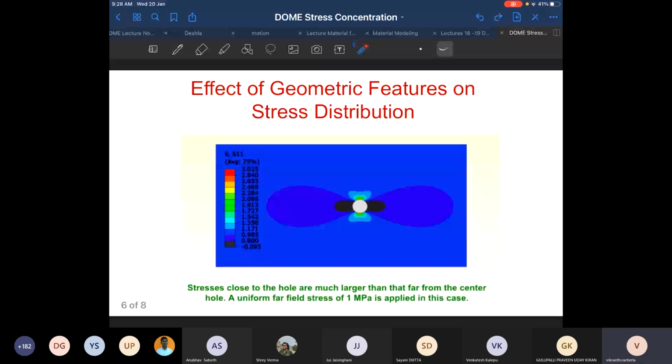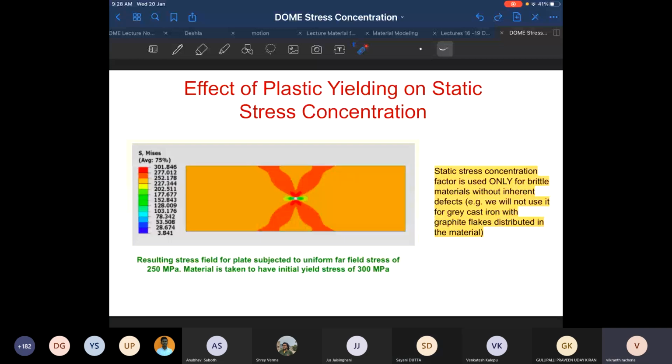Next, there is a small catch. As long as the material is elastic, this whole stress concentration thing works well. But the minute plastic yielding starts, the stress level decreases. Yielding reduces the level of stress. For example, if I have a material with yield strength of 300 MPa, and I'm applying a far field tension of 250 MPa, then what is the maximum stress in my application?